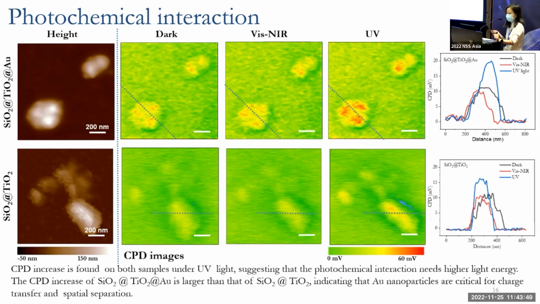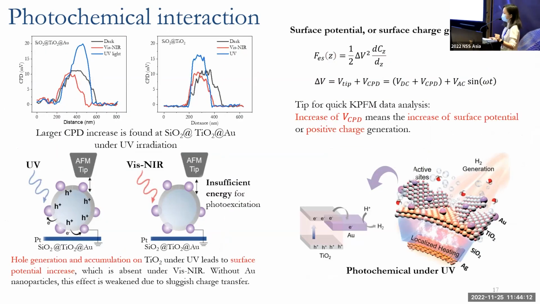And the CPD increase of the STA sample is larger than that of the ST sample, indicating that the gold nanoparticles are critical for charge transfer and spatial separation. To understand this, we're also using the tapes. The increase of the CPD means the surface potential or positive charge generation on the surface.